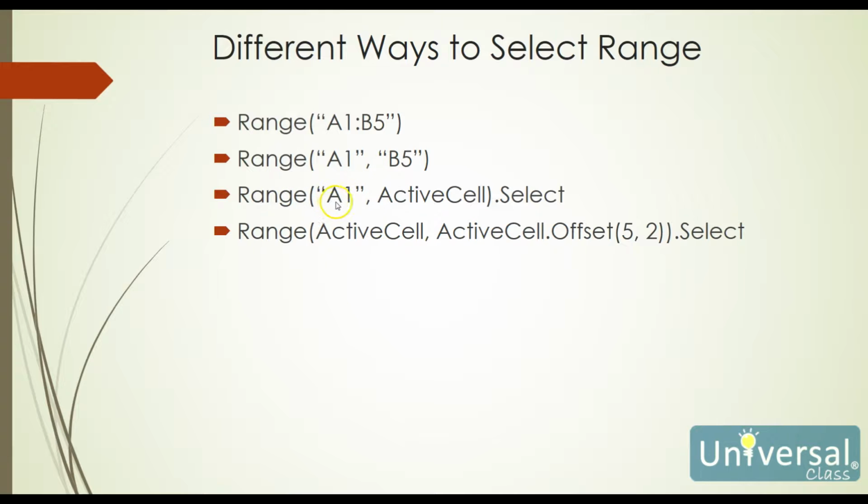We could specify A1 as our beginning point and then wherever the user clicks, the active cell when it becomes selected, that's where we would have our ending. Or we could allow the user to select the first cell and then do an offset to tell it that wherever they click, we're going to go 5 cells over and 2 down from there, and we're going to select it. So we have different ways that we can reference the entire range.